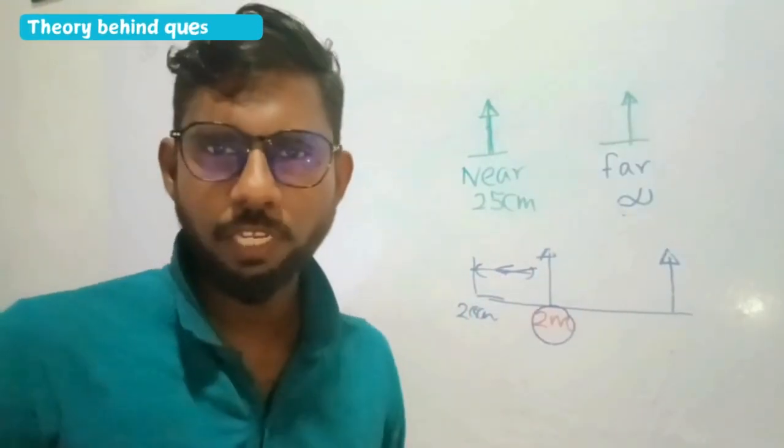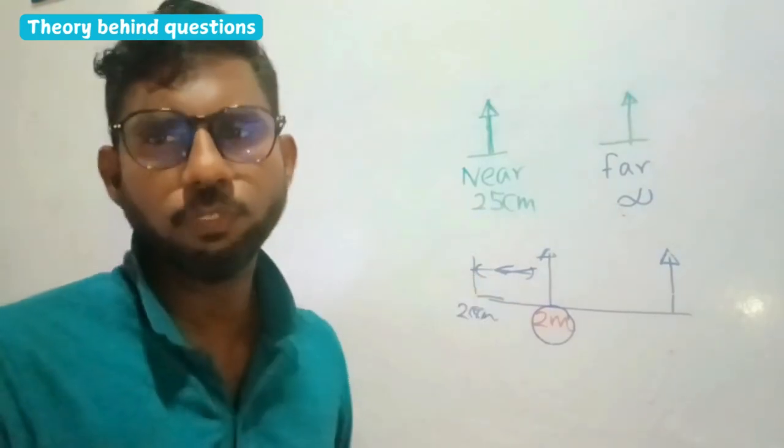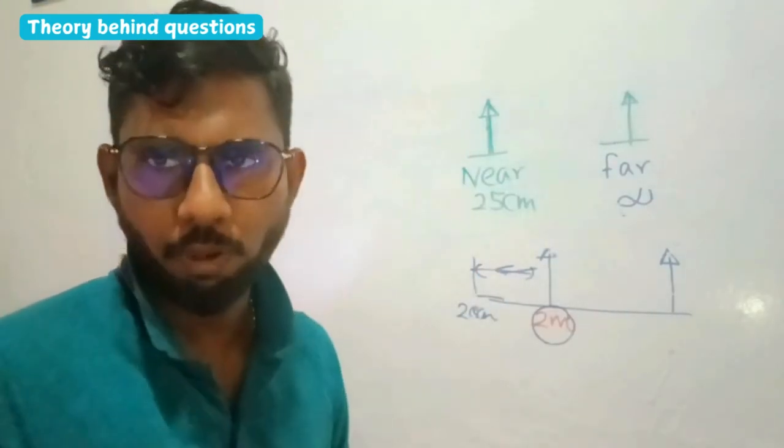Hello, today we are doing questions from defects of vision. In the MCQ paper you will see we are getting at least one question, so it's always better to be prepared with this question. Alright, before moving into the questions, we are quickly going through theory points.